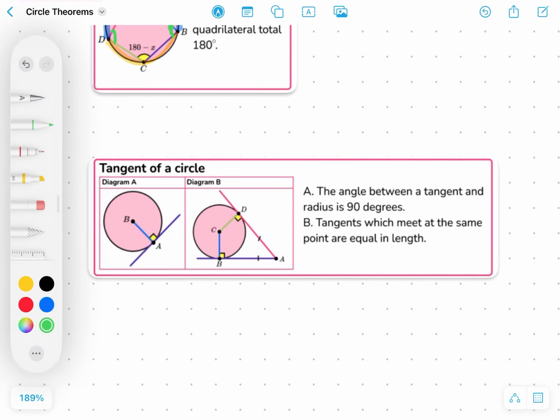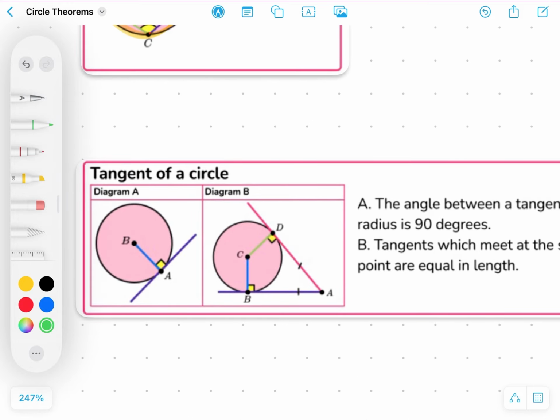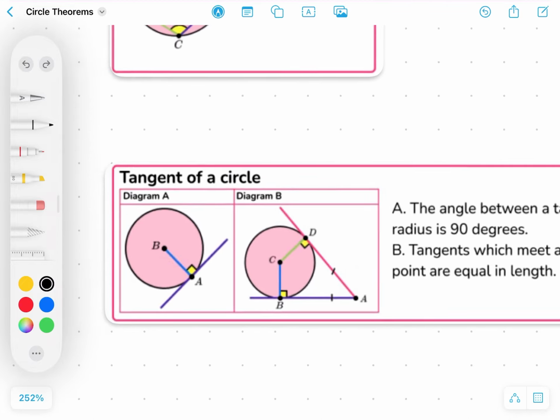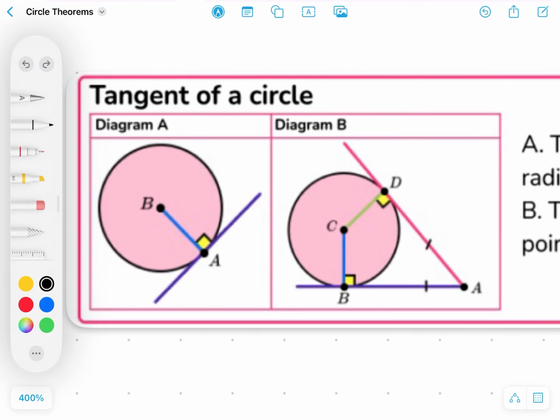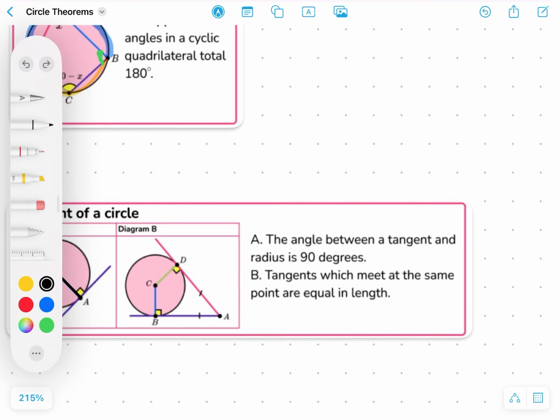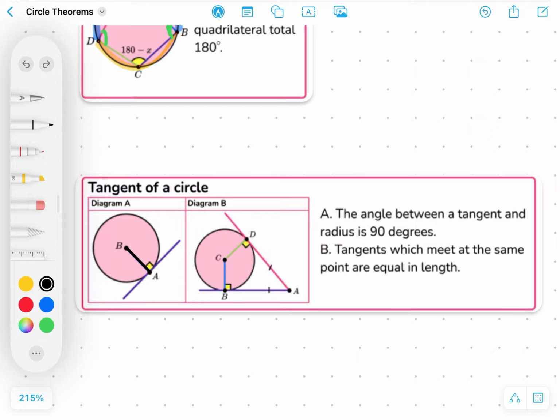So now this is the final one you need to know for IGCSE. We have tangents of a circle. So a tangent is a line which touches the circle at only one point A. It touches at just one point A. And if you draw the radius from A to the center of the circle, you get this line AB, and that's always going to be perpendicular, which means it meets the tangent at 90 degrees. So that's the first part that you need to know for tangents.